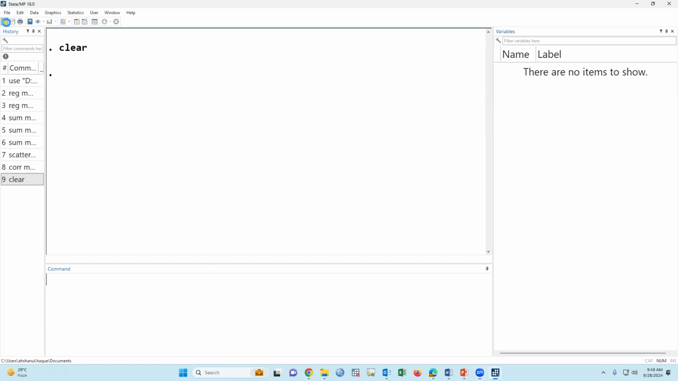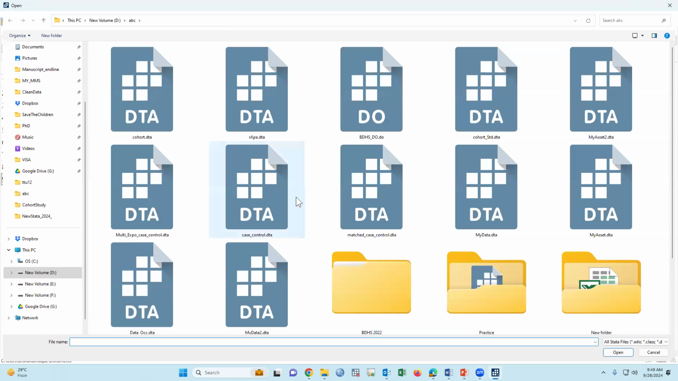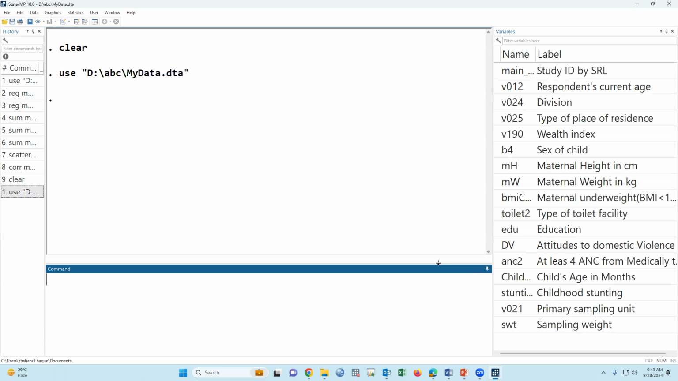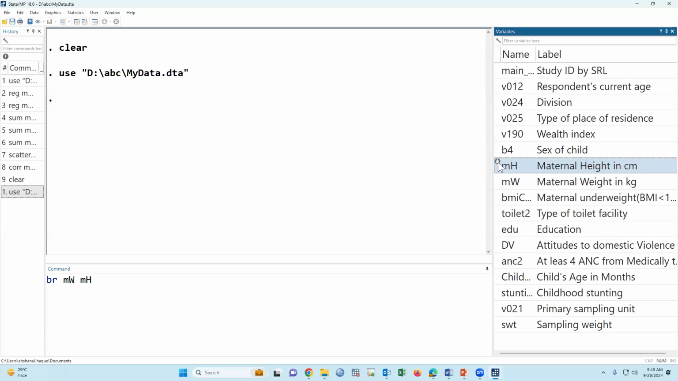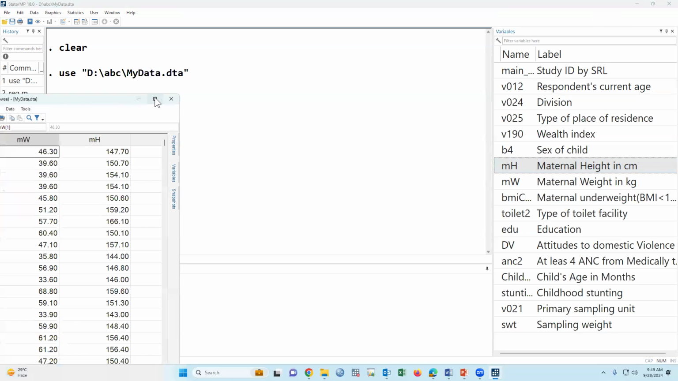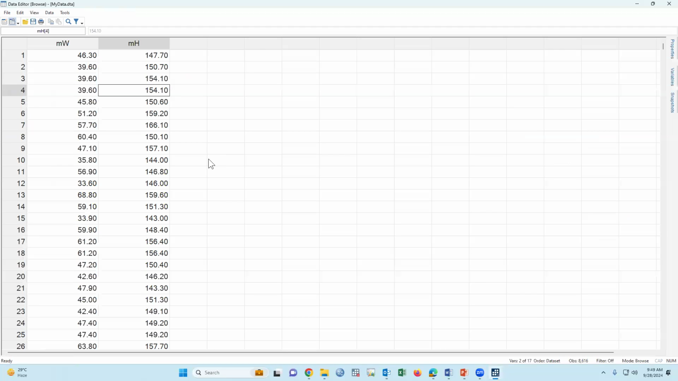If we open our data, already in the video description, I have given the link. Please download the example data for practice purposes. Here, browse the two variables, maternal weight and maternal height. Two variables are continuous. But remember, please, if the outcome variable is continuous, then we can use linear regression.